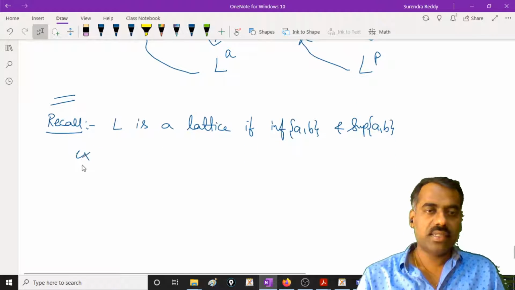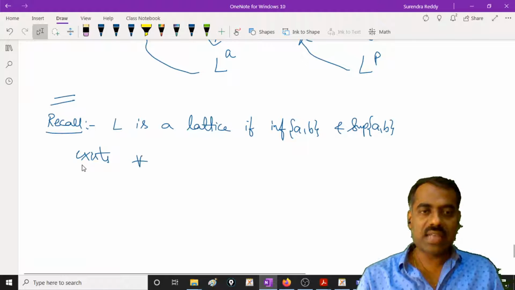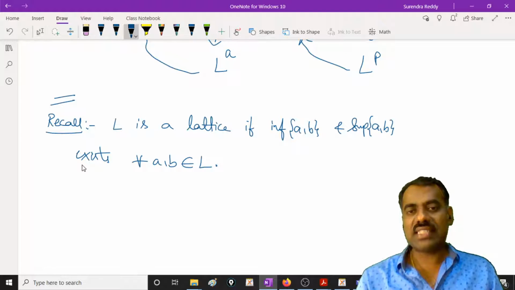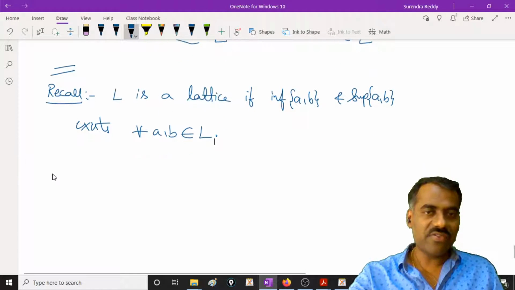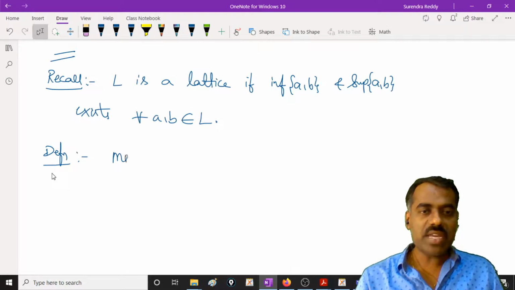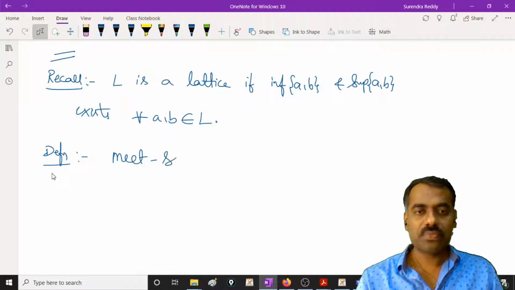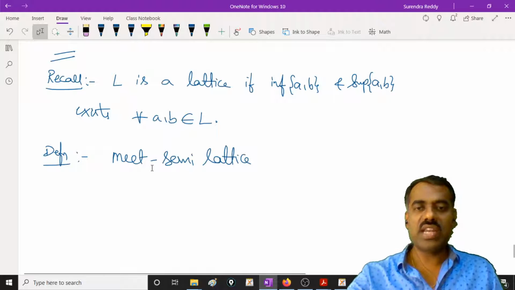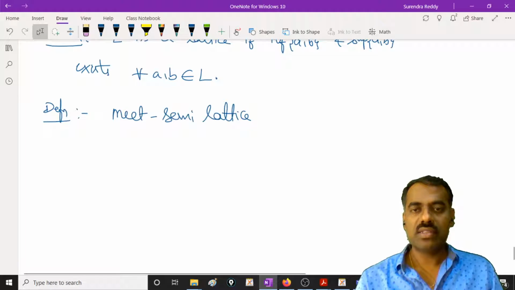and supremum of a comma b exist. Now one can ask, if only this exists but this does not exist, can we give it that name? We can call it that as a definition. You can call it a meet semi-lattice. Also you can define joint semi-lattice.